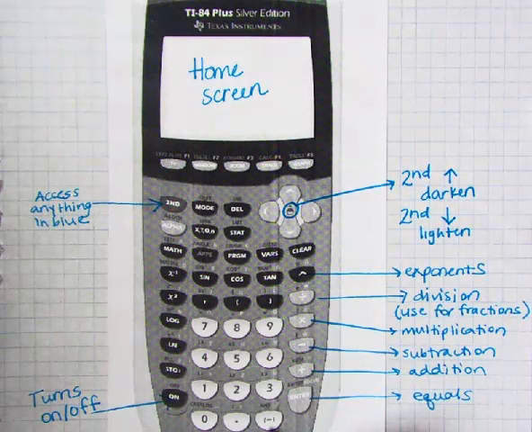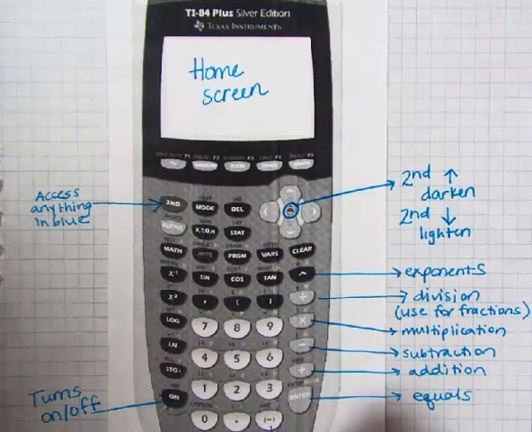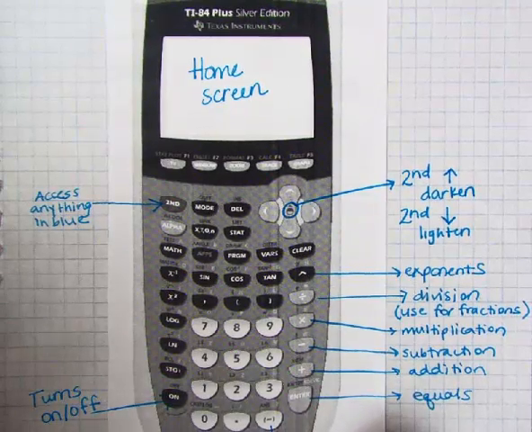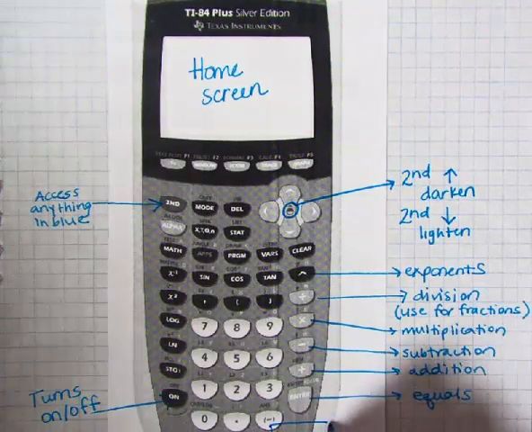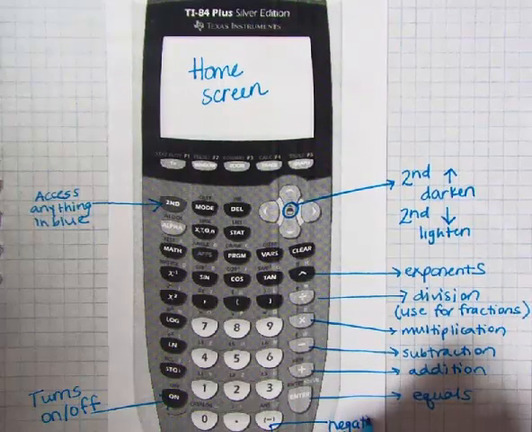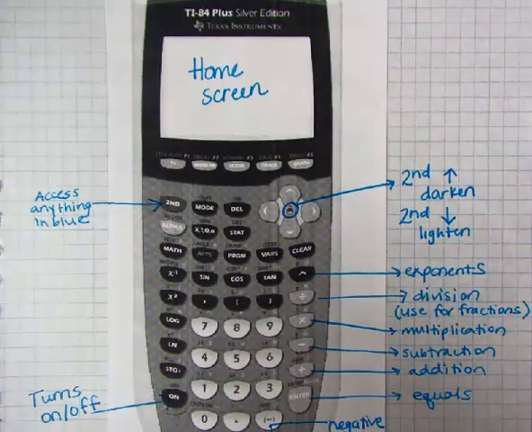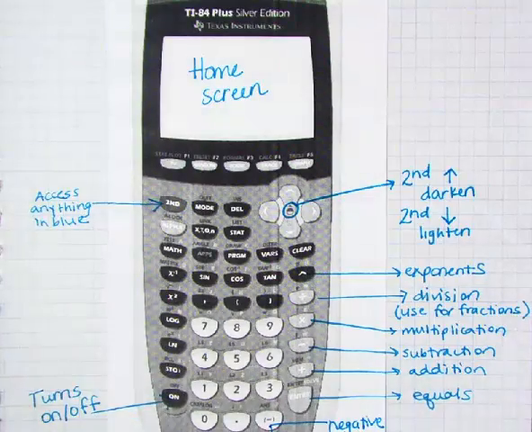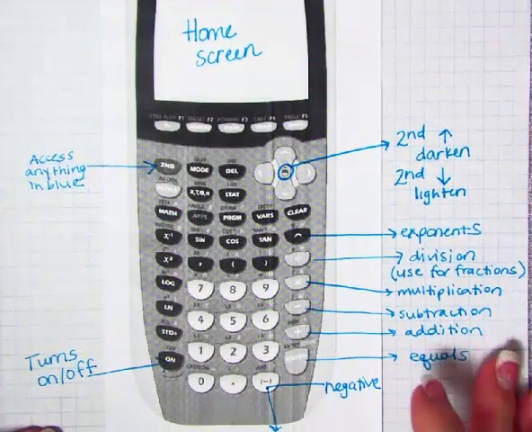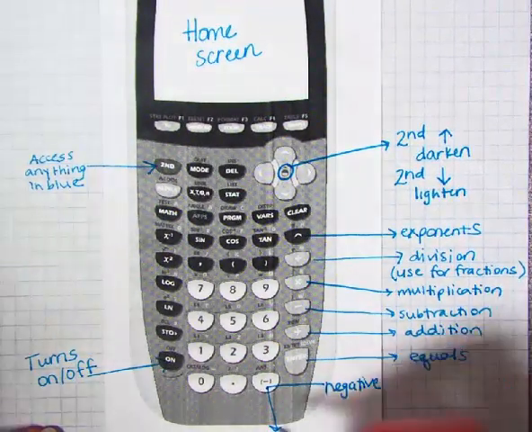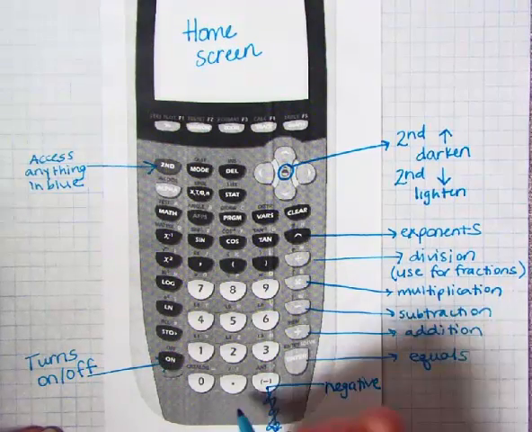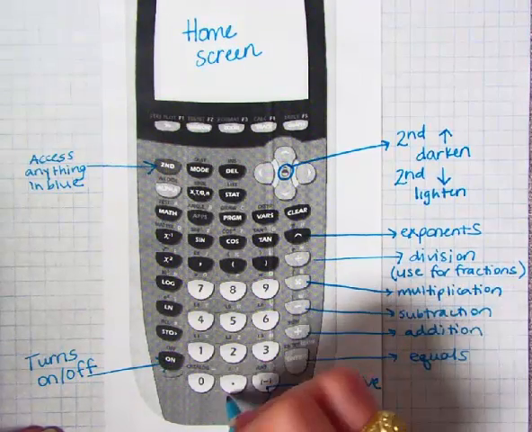Down at the bottom, you see the white key that looks like a subtraction symbol in parentheses. This is what you use for negative. Move this up just a bit. Don't worry about this here. Okay, the key to the left of that, that's going to be your decimal.